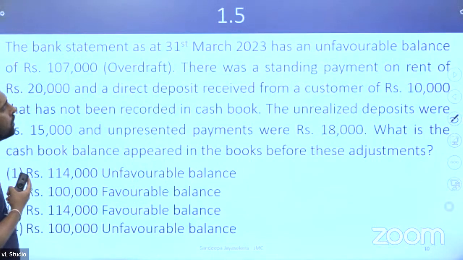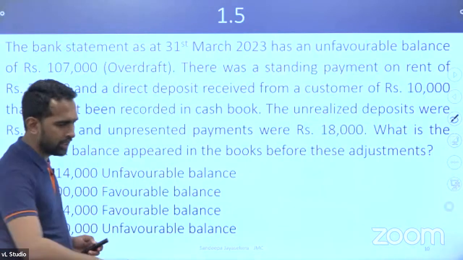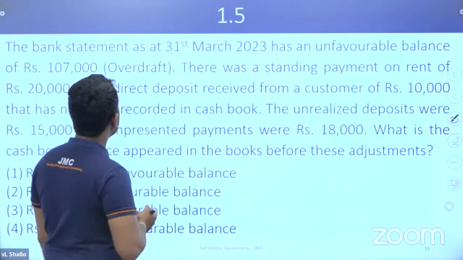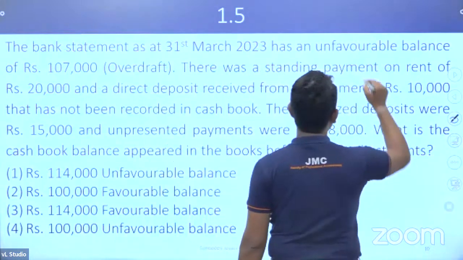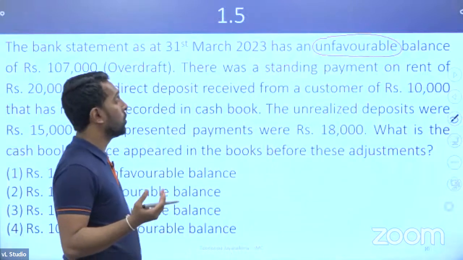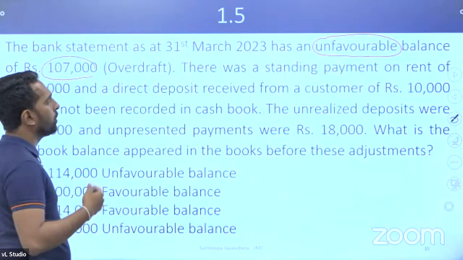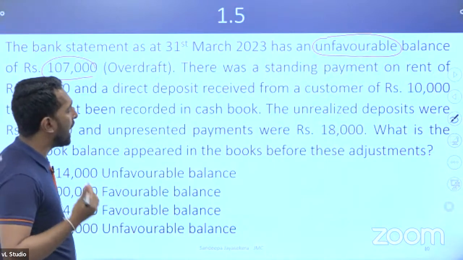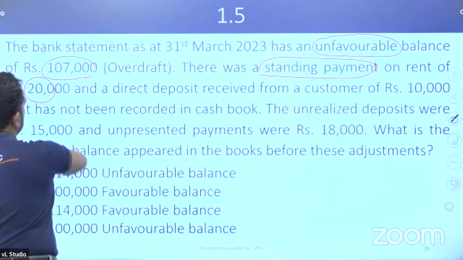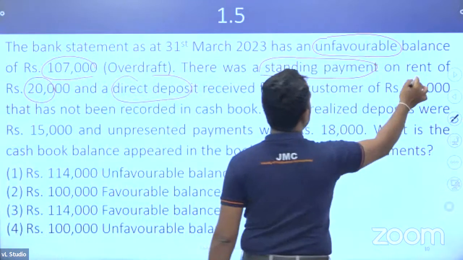Right. So we'll move on to, once again, a bit of a tough question, I would say. The bank statement as at 31st of March has an unfavorable balance. Unfavorable balance means you have an overdraft, an OD, of 107,000. There was a standing order, standing payment of rent, 20,000. And a direct deposit received from the customer of rupees 10,000.